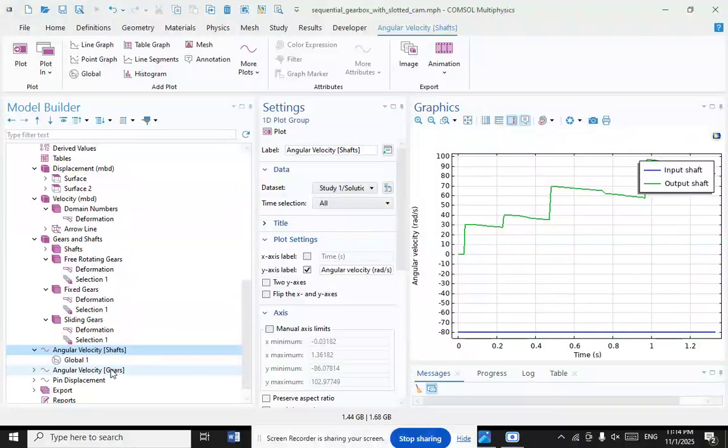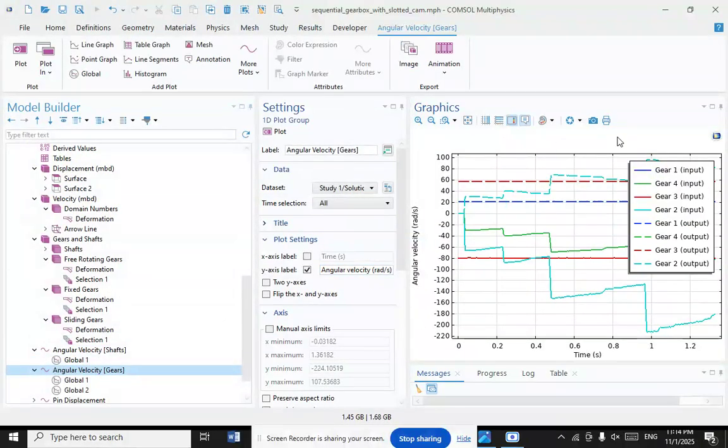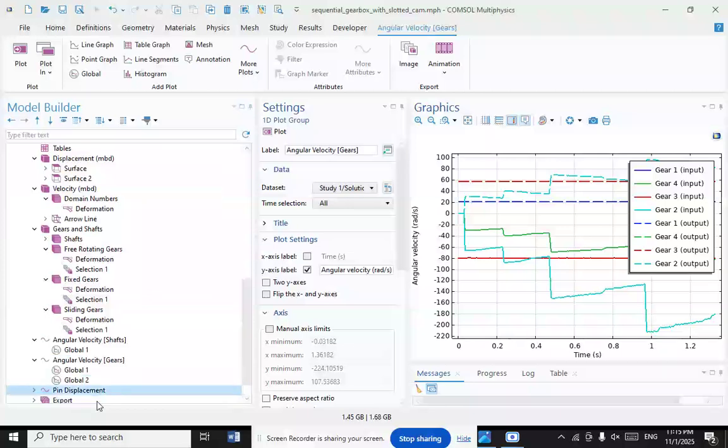This is for shaft, and this is the angular velocity for gears. This is for the gears for every single one from first gear to fourth gear, input and output. And you can see the angular velocity for gears, and the previous ones was for shafts. And now you can see the pin displacement.